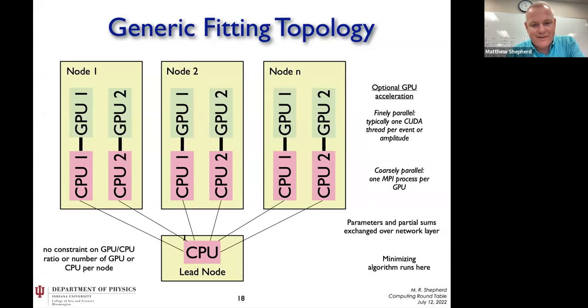And then the partial sums are all collected by this lead process. The lead process assembles the final likelihood, hands it over to Minuit, and Minuit says, here's the next set of parameters. And it delivers the parameters and computes the next likelihood. So it's just about computing the likelihood and delivering the parameters and iterating as fast as possible.